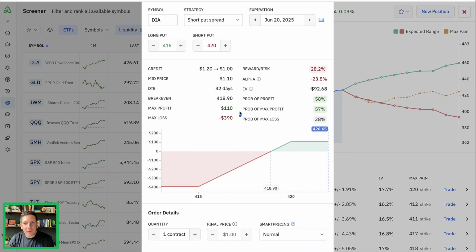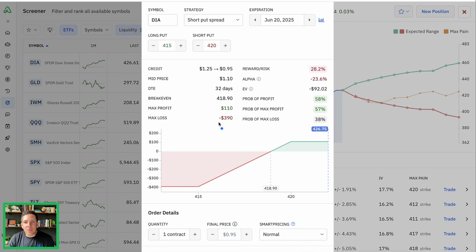Now we pre-calculate everything for you, so you can see your mid price or your credit, how many days you have until expiration. We calculate your exact break-even point, which is here, which is 418 and change, kind of moving around with the market. We calculate your maximum profit. That's the same as your credit that you're collecting here with a bull put spread. So you can't get any more on this position, but the trade-off for that is, of course, usually that you want to have a high probability of profit.